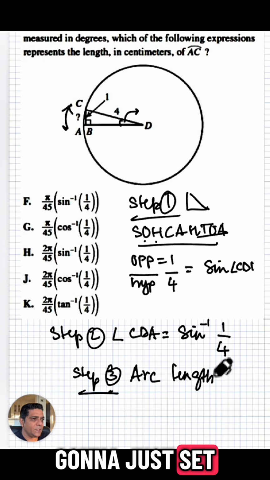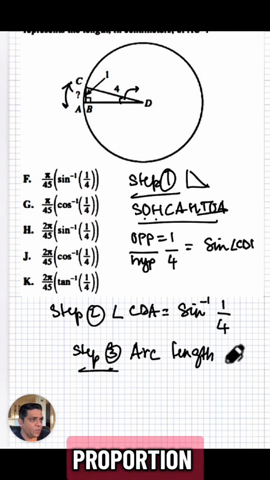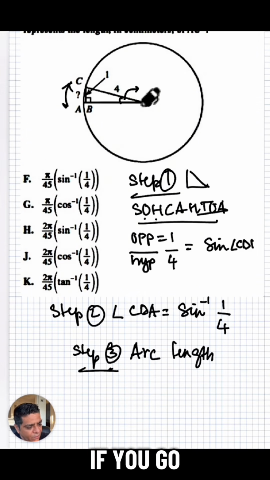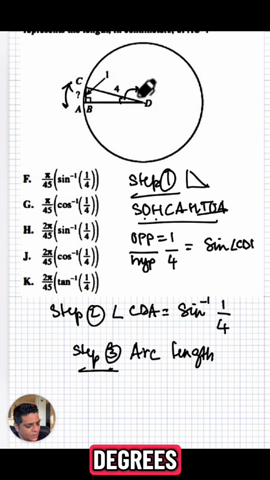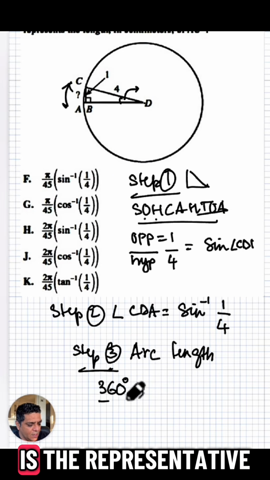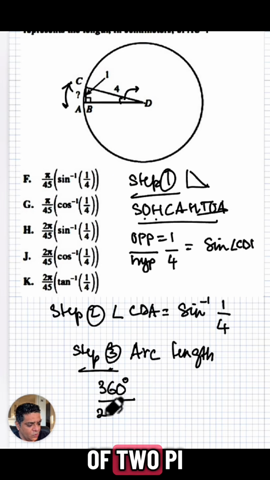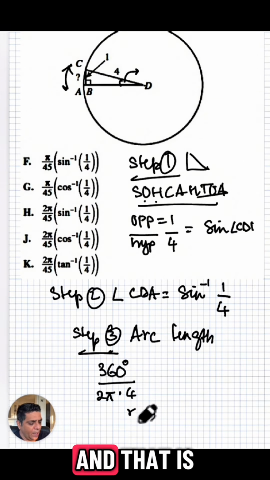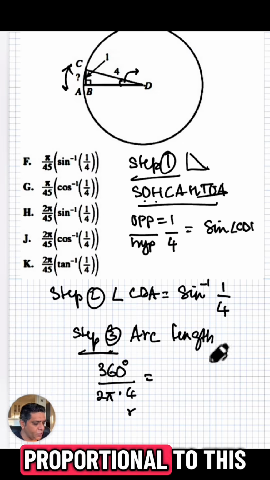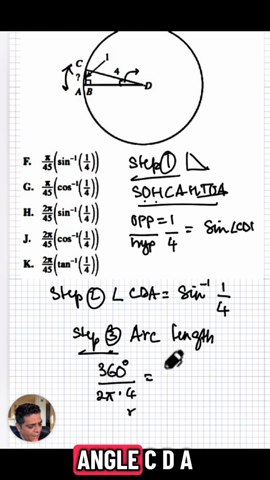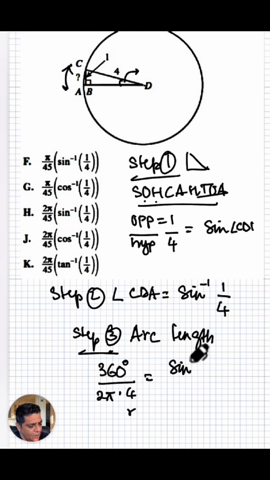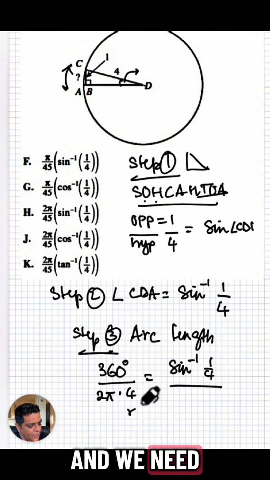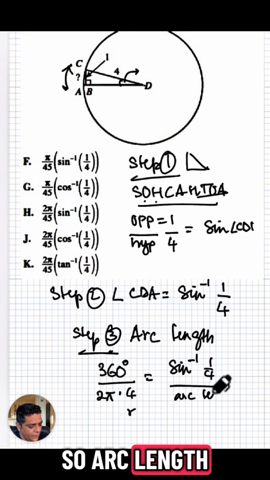So we're going to just set up a simple ratio proportion where we say if we go all around the circle, 360 degrees, 360 degrees is representative of 2 pi times the radius. What's the radius? It is 4. And that is proportional to this angle CDA, which is sine inverse 1/4, and we need the arc length.